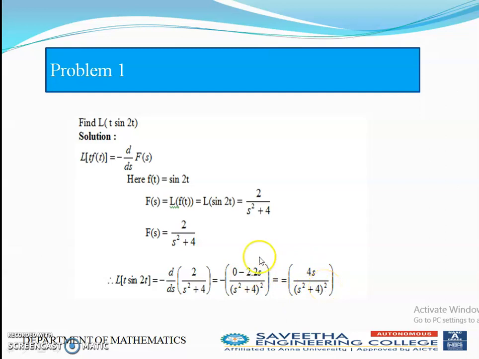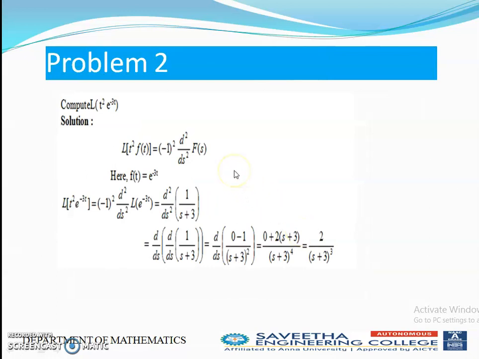Or you can use the u by v form. So u is 2, v is s square plus 4. What is v square? v square is s square plus 4 whole square. Then the differentiation of 2 is 0, so this term is 0. Then minus 2 into dv, the differentiation of s square is 2s, divided by s square plus 4 whole square, that is the v square form. Again minus of minus is plus. Therefore 4s divided by s square plus 4 whole square.